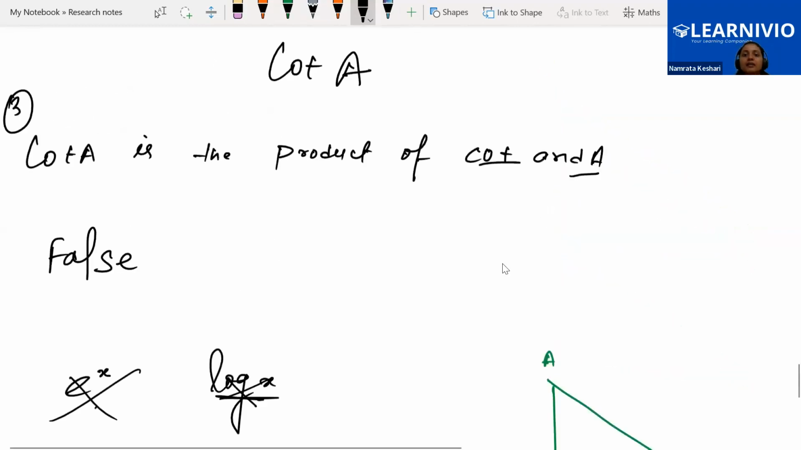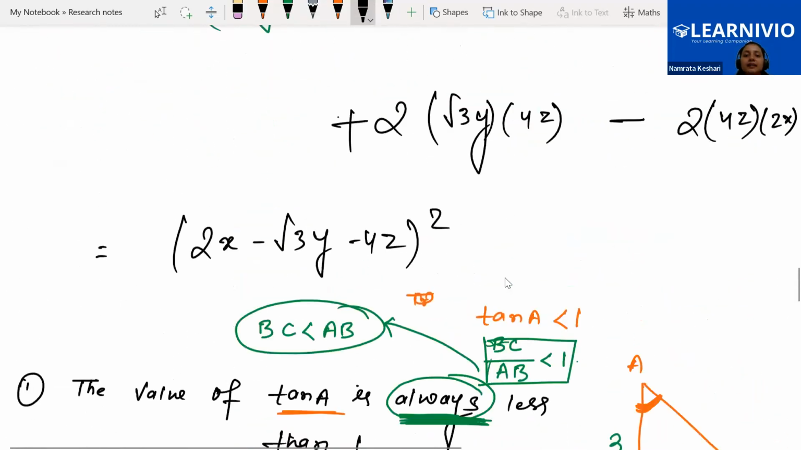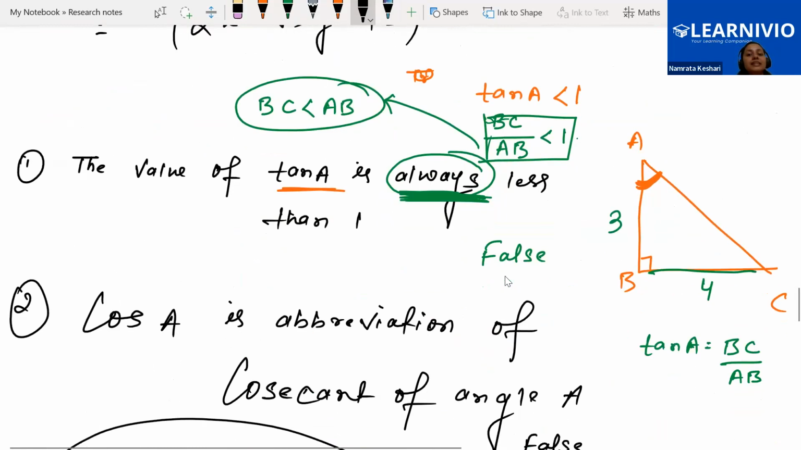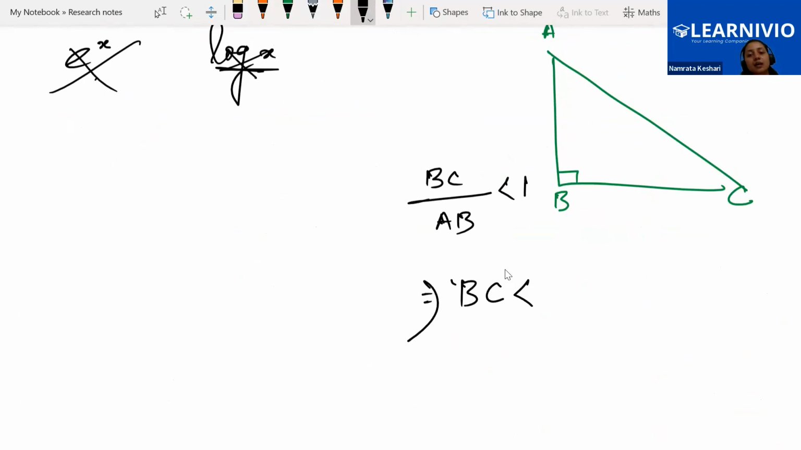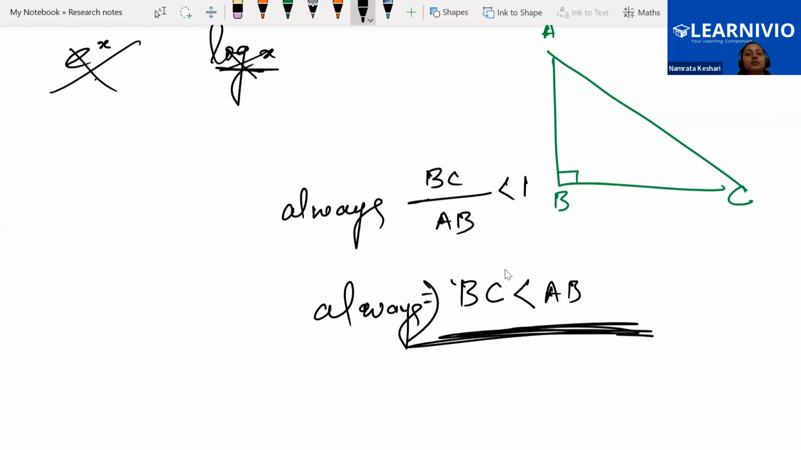Here it says that tan A is always less than 1. Tan A, that means BC by AB, that is less than 1. From here we can write BC is less than AB. Here the word always is mentioned, always less. But this will not happen always. So even without knowing the table, you will be able to answer that this is not always possible. Okay, so this is false.